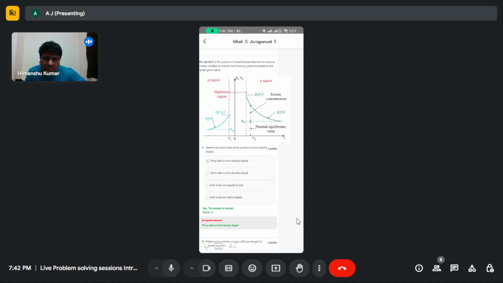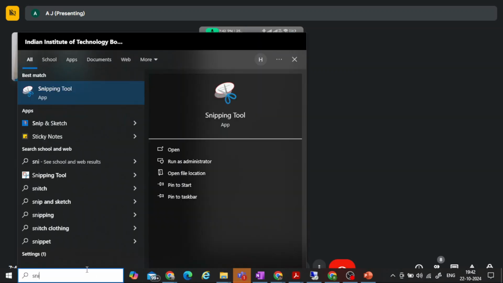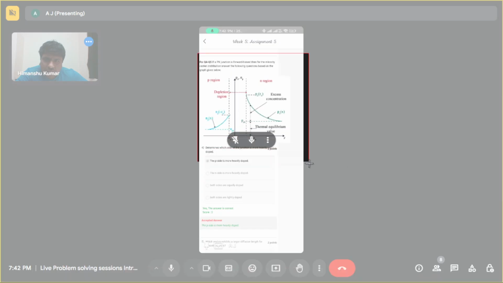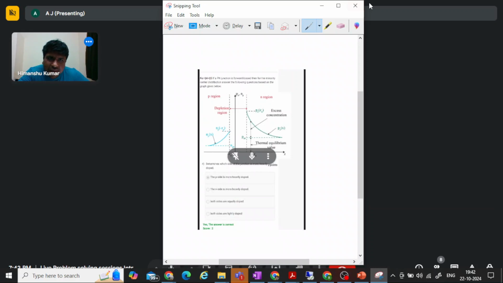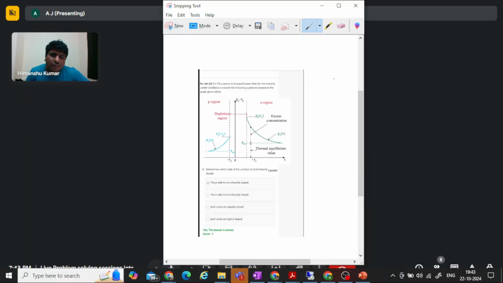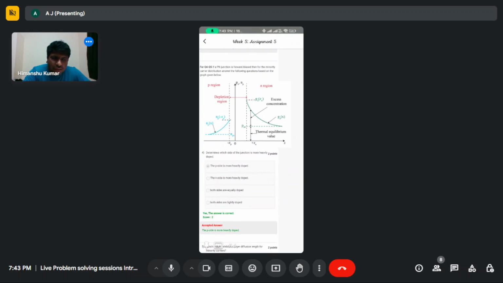So my screen is visible, right? No, I think it's not. Let me just take a screenshot of your screen. Okay, sure. Just solve this first, then you can solve. Yeah. So let me just copy.